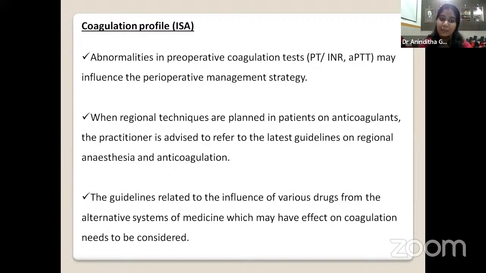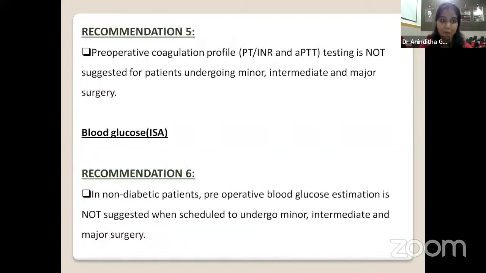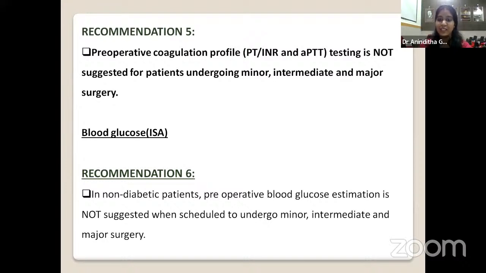Coagulation profile. Abnormalities in preoperative coagulation tests may influence perioperative management, definitely. When regional techniques are planned in patients, especially those on anticoagulants, the practitioner is advised to refer to the latest guidelines on regional anesthesia and anticoagulants. The influence of various drugs from alternative systems of medicine, which may have an effect on coagulation, must also be considered. So what is recommendation 5? Preoperative coagulation profile testing is not suggested for patients undergoing minor, intermediate, or major surgeries.